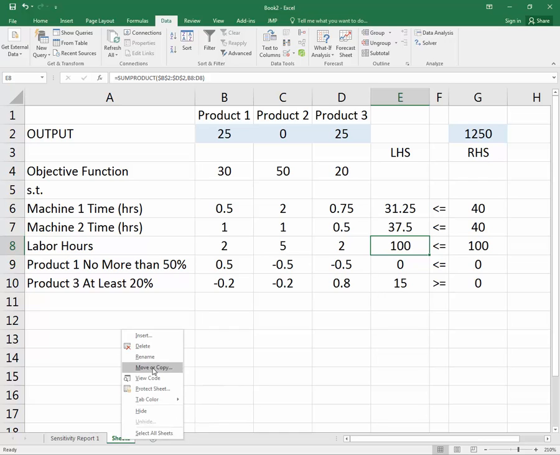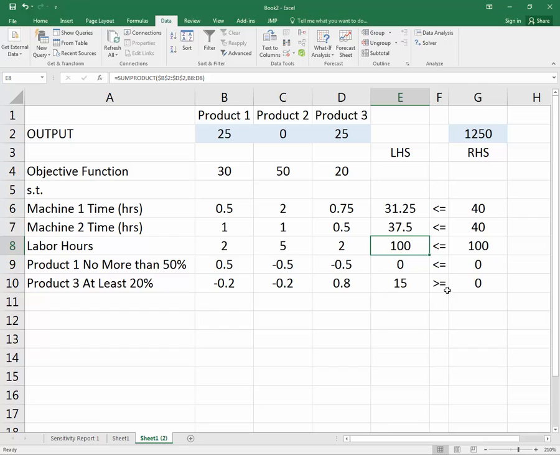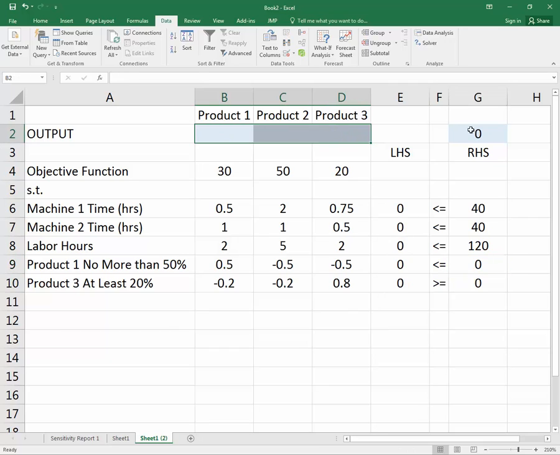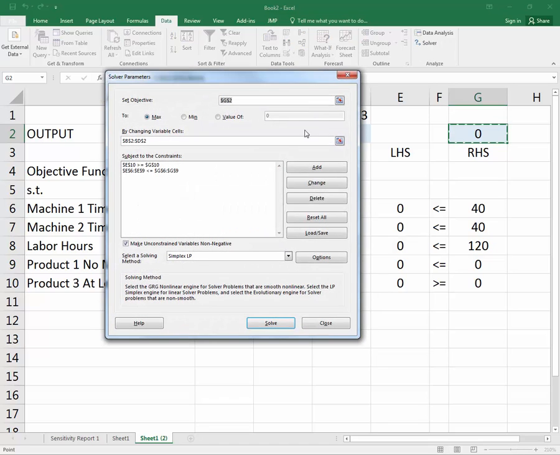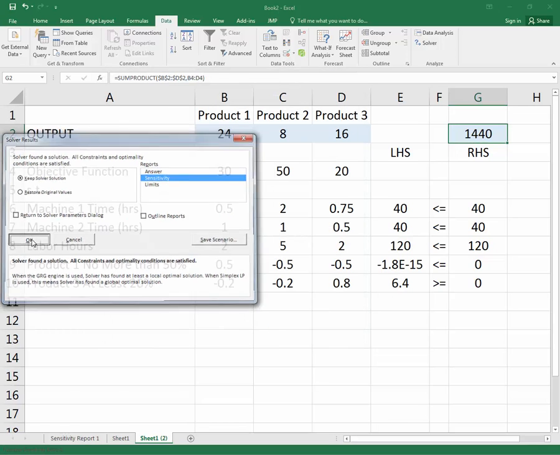So I'm going to copy this just for fun. All right. And then change this to 120. And then I like to zero stuff out, so I'll zero it out, go in, solver, and I should be able to just hit solve because I copied over the worksheet that already was set up. And I'm going to kick out another sensitivity report for fun.